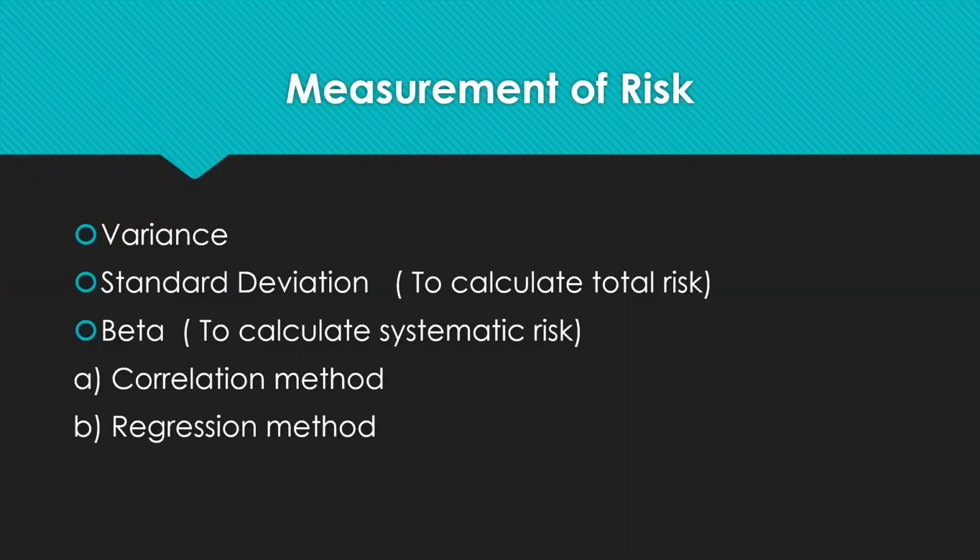So standard deviation and variance will give you the total risk involved in an investment, whereas to measure systematic risk, beta is used. Systematic risk is that risk which is beyond the control of the businessman and that risk which is caused due to external factors. So to measure the systematic risk, beta value needs to be calculated. To calculate the beta value, we have two methods, the correlation method as well as the regression method.